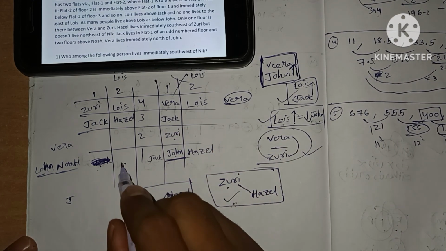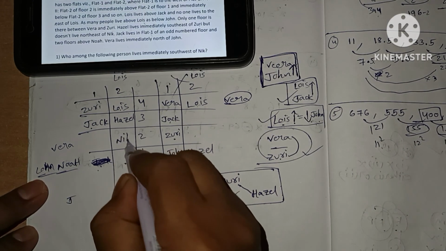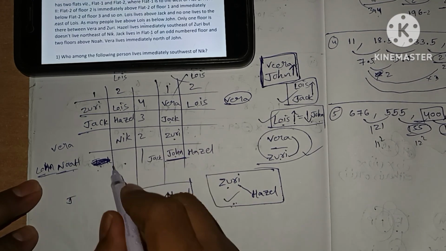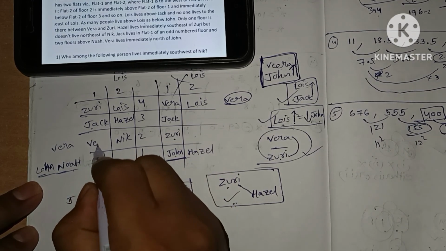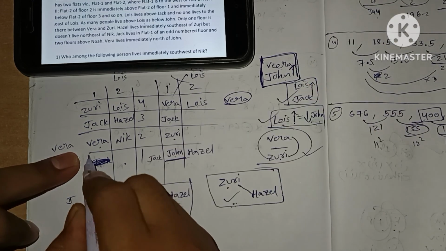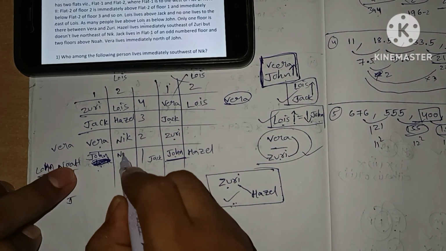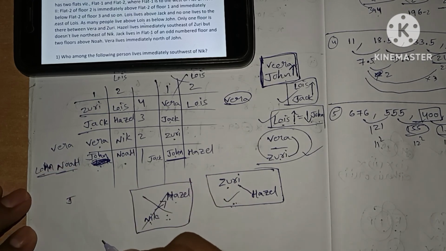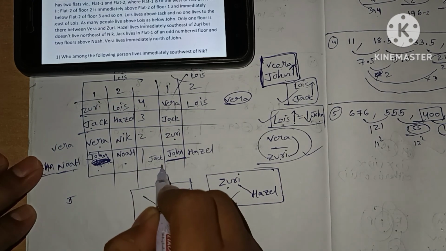In this case, these are the places for Nick according to this statement. So there is only place for Nick here, because John and Noah come in this place. So this is a place for Nick. So the only place left here is Vera. Vera immediately below one is John. So this is place for John. So what we are left with is Noah. This is the place for Noah. Now we have completed our puzzle.